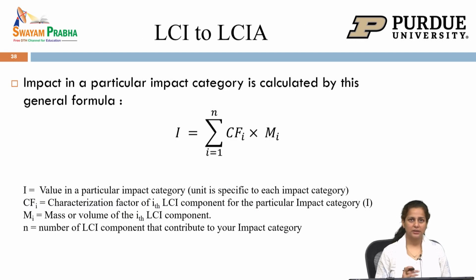So, LCI to LCIA, we already talked that the impact in a particular impact category is calculated by the general formula where I is the total impact, and you have CFi, which is the characterization factor for each of your emissions or resource consumption, and it is multiplied by the mass, that is the total mass or volume of the ith LCI component. Once you have calculated the mass from the process network algebra that we saw, you just multiply by the characterization factor, and you can calculate impact in each category.